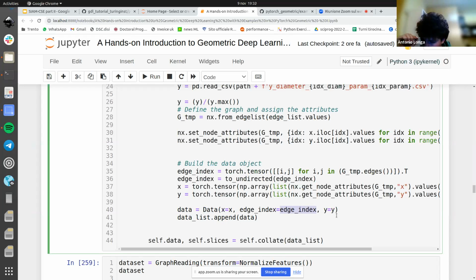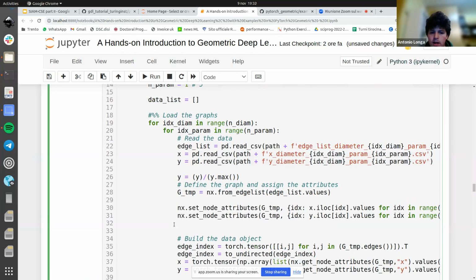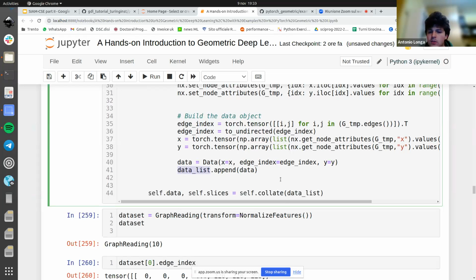If your GNN also uses edge features, you have to add here, I don't know, edge attributes, and then you can put your values. Okay, so here you can build whatever you want, and finally you just append it to a list. The last thing, when your list of data objects is complete, you just have to call self.collate on our data list.